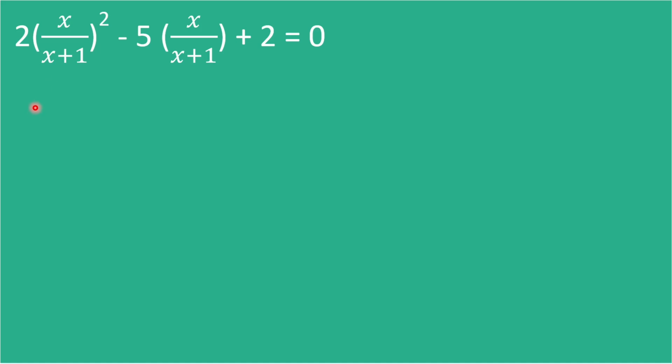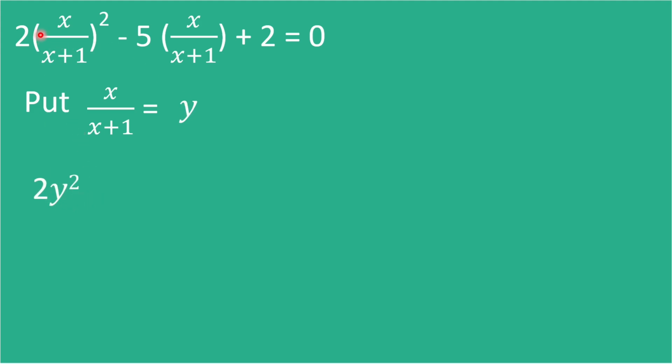Hello everyone. We have this question and we have to solve it for the value of x. So let's start the solution of this question. First of all, look at this x divided by x plus 1. It is a common factor, so for simplification, we can put x divided by x plus 1 equals y. So we will put y in this equation.